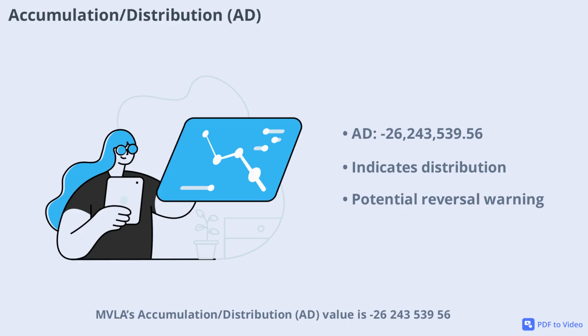MVLA's accumulation distribution, AD, value is minus 26,243,539.56, a negative figure that suggests distribution is outweighing accumulation. This indicator tracks the flow of money into and out of a security. When AD is negative, it often means that sellers are dominating, even if the price is rising. This divergence can be a warning sign for traders to watch for potential reversals.